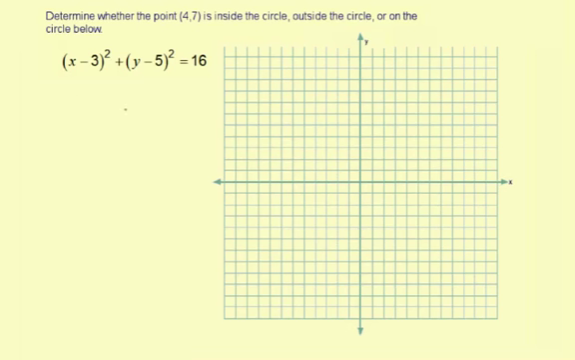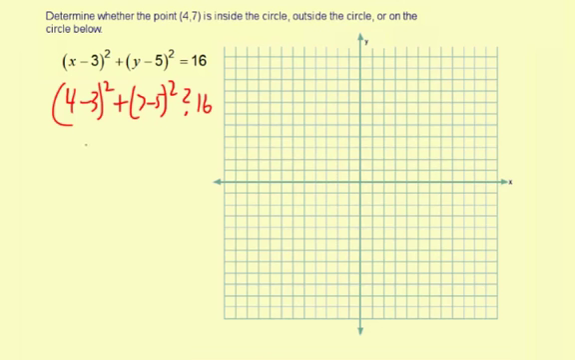Determine whether the point 4, 7 is inside the circle, outside the circle, or on the circle below. So here's the equation for the circle. What we have to do is substitute this point 4, 7 into the equation and see what happens. So we're going to have 4 minus 3 squared plus 7 minus 5 squared, and that's going to have some relationship, we don't know, with 16.